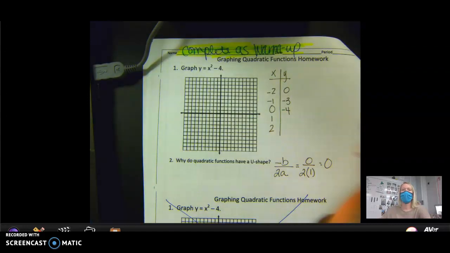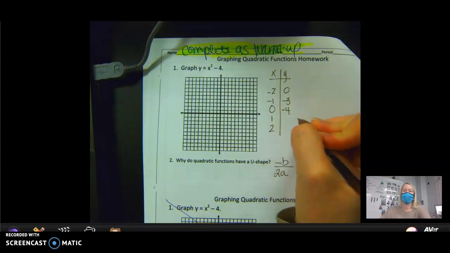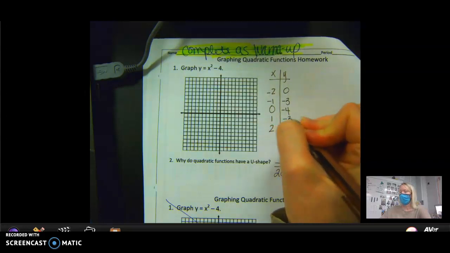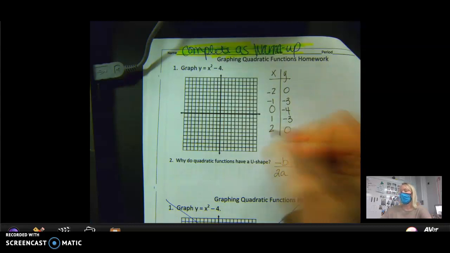And could you plug these into a calculator if you can't do the math in your head? Yep. What's 1 squared? And then minus 4. And then 2 squared, and then that minus 4 is? And then there are all your points.